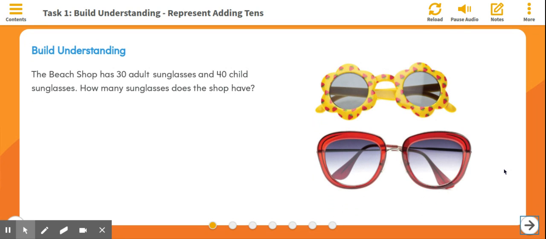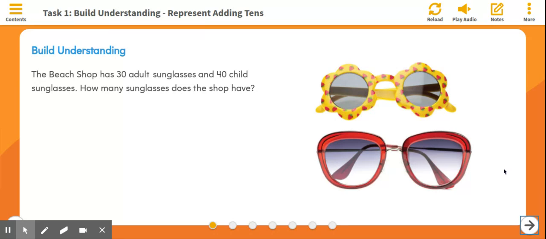Here's our next problem, and this is on page 350. The beach shop has 30 adult sunglasses and 40 child sunglasses. How many sunglasses does the shop have? Okay, that's our first time reading our problem. We know we need to read this problem a couple of times. We need to really picture what's happening.